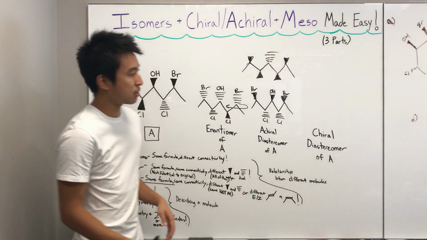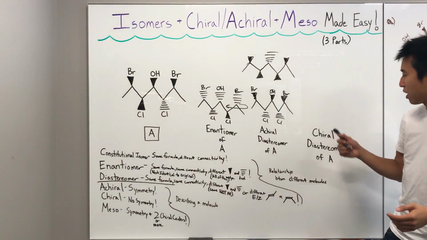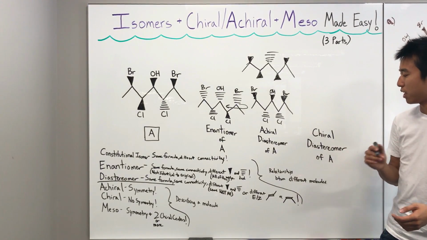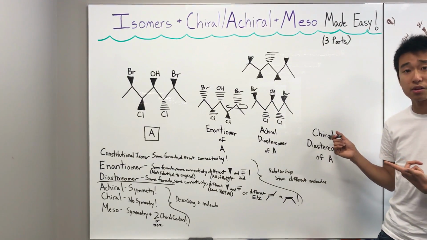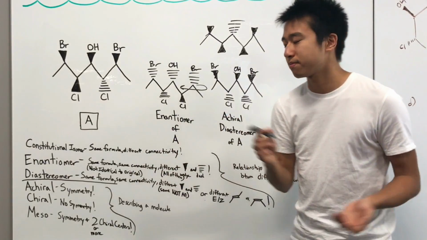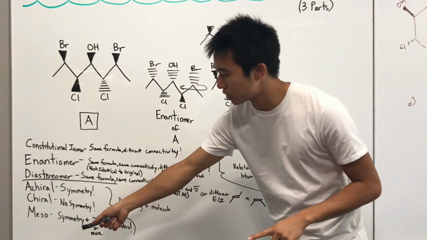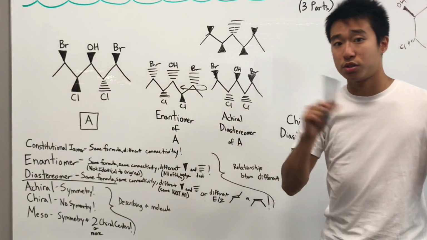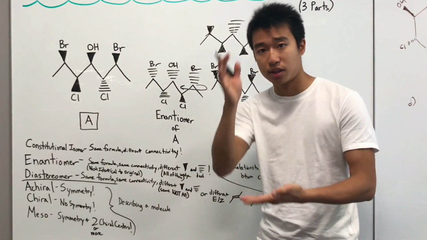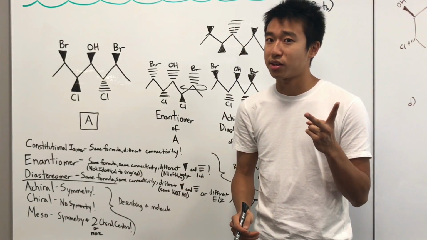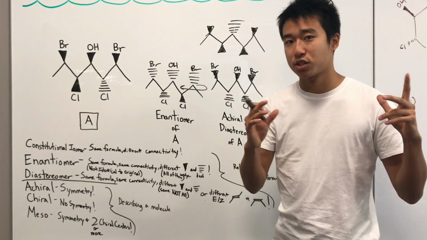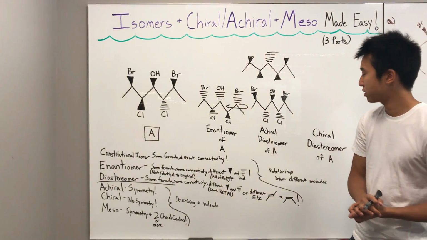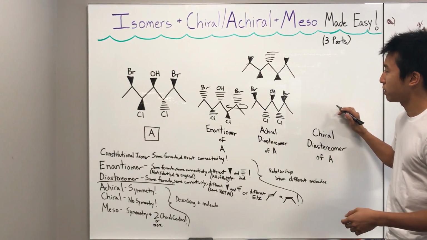Alright, and next we're going to move on to chiral diastereomers of A. So, what does chiral mean? No symmetry. Oh, and also, meso, mentioned earlier, we won't see in this video, it'll be in part 2, but meso just means that your molecule has symmetry, and there's at least 2 chiral centers, so carbons with 4 different groups attached to it. Alright, so here, chiral diastereomers.